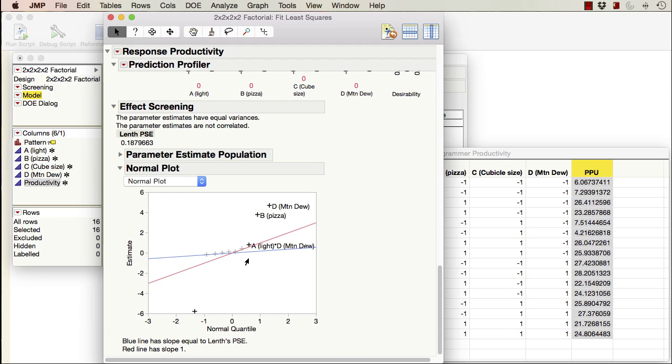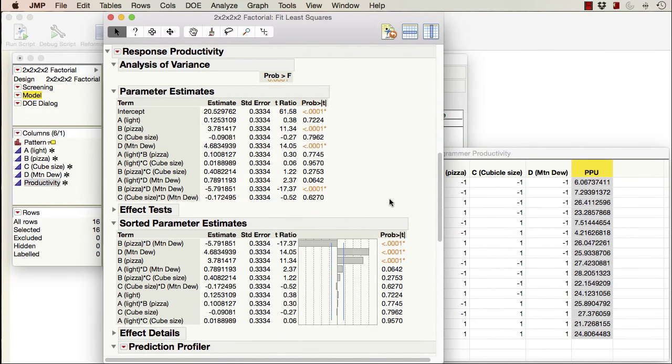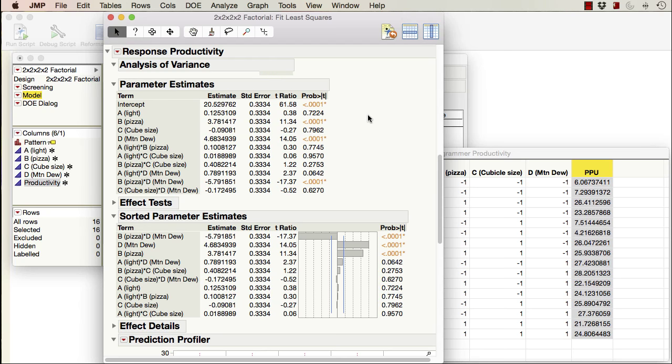It turns out that this is not quite significant if we use a decision level of 0.05. If we go back up to our table that shows the p-values, AD, this effect, has a p-value of 0.062. So we typically don't say that there's enough evidence to reject the null hypothesis that AD is zero, although it's close to being rejectable. So to summarize, we've used JMP to compute the factor effects and the interaction effects and determine which ones are significant.